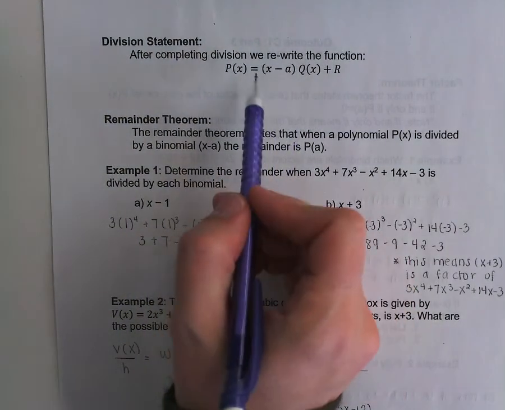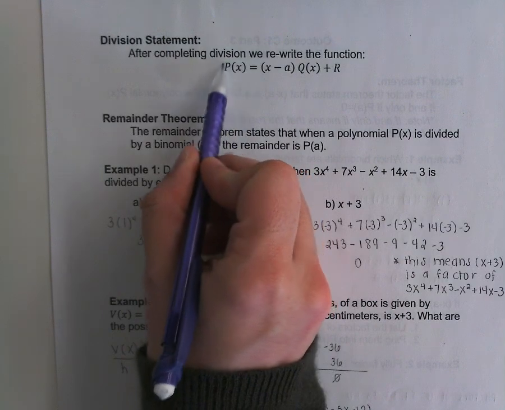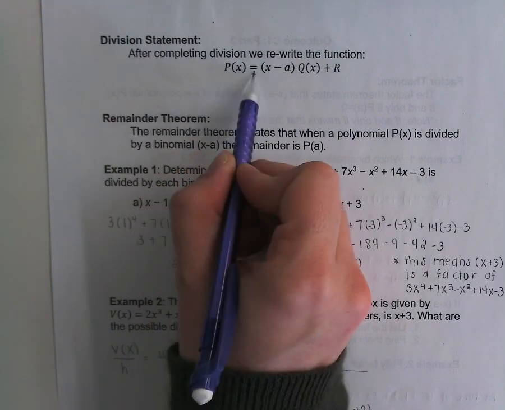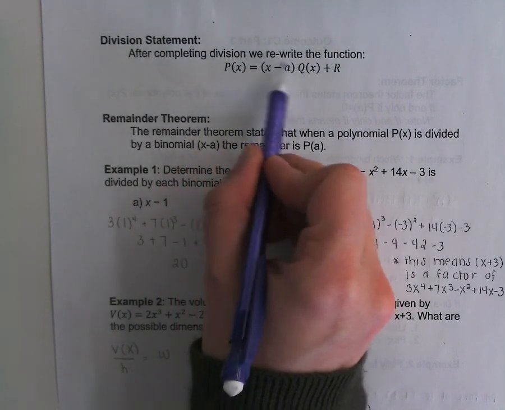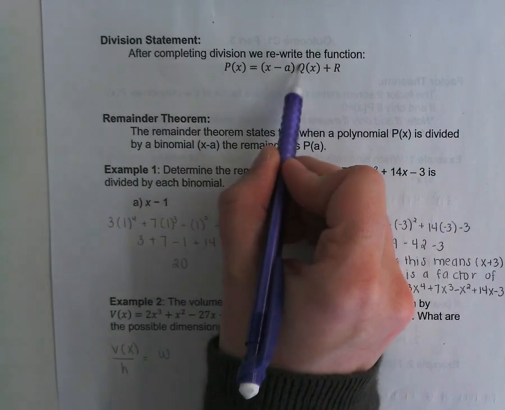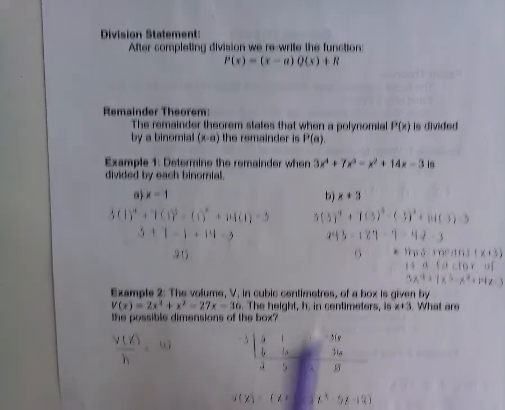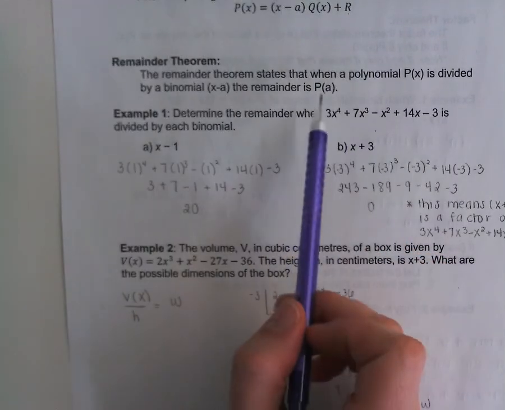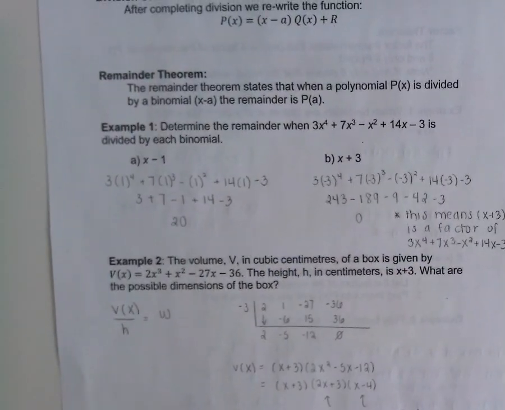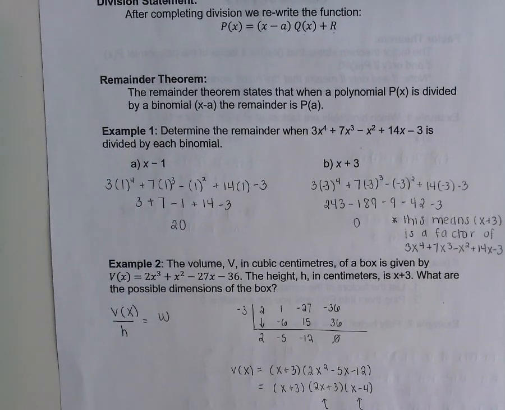So we can rewrite the function, whatever it was we started with, as being equal to whatever we divided by times the result, and then add the remainder. Okay? Now the remainder theorem tells us whether a polynomial is divisible by the binomial.